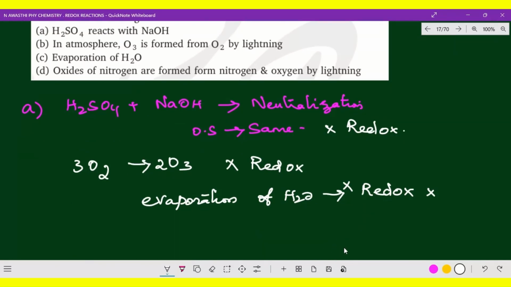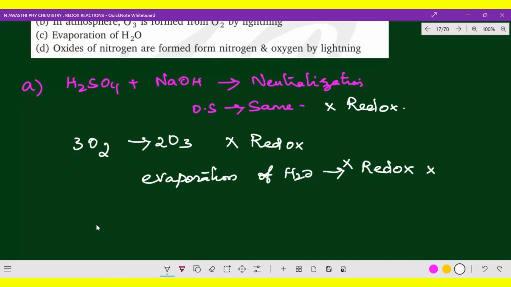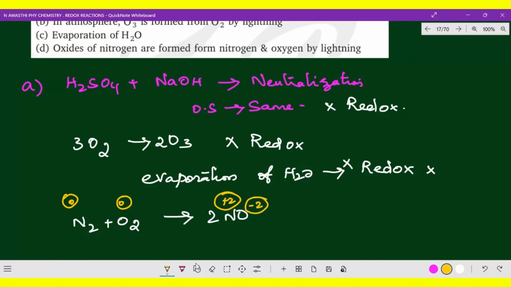And the last one: oxides of nitrogen are formed from nitrogen and oxygen by lightning. Let us check very clearly. Nitrogen and oxygen give 2NO. Nitrogen and oxygen are both in elemental form, oxidation state 0. When they come over here, nitrogen is +2 and oxygen is -2. So nitrogen goes from 0 to +2, and oxygen goes from 0 to -2.